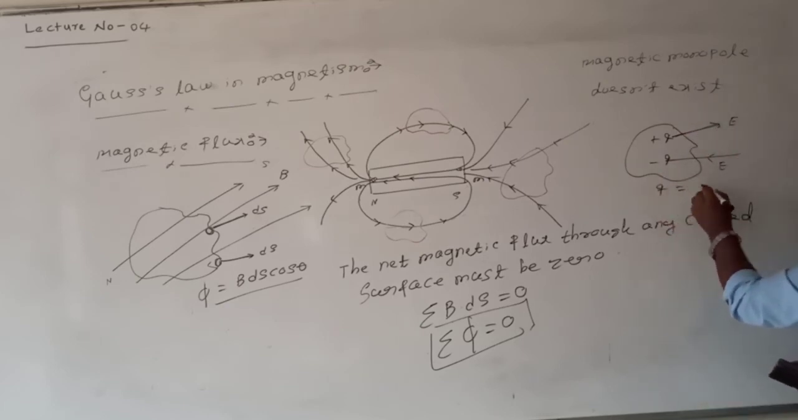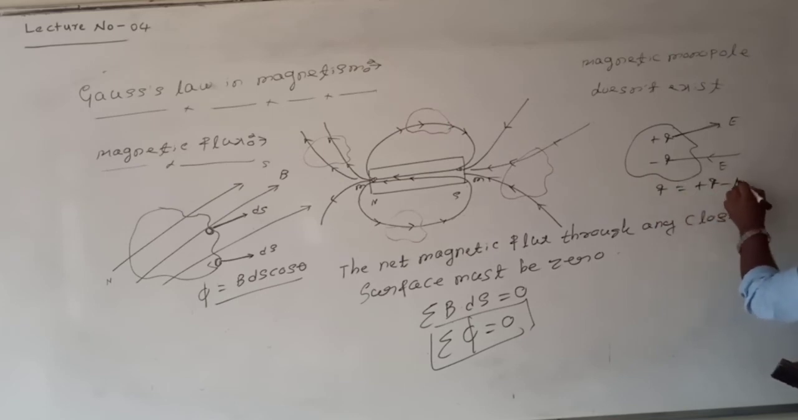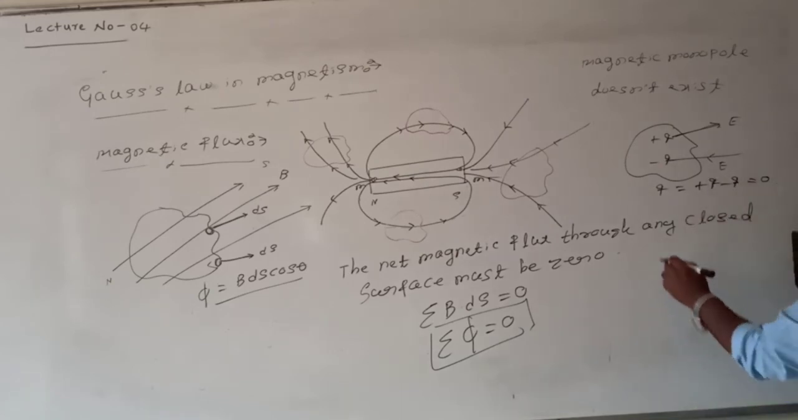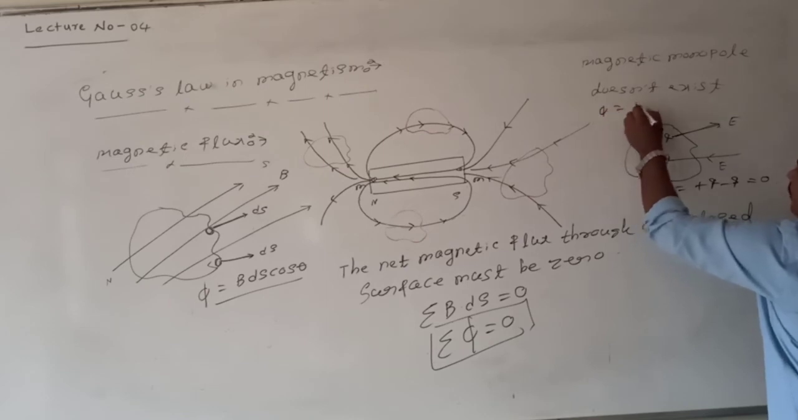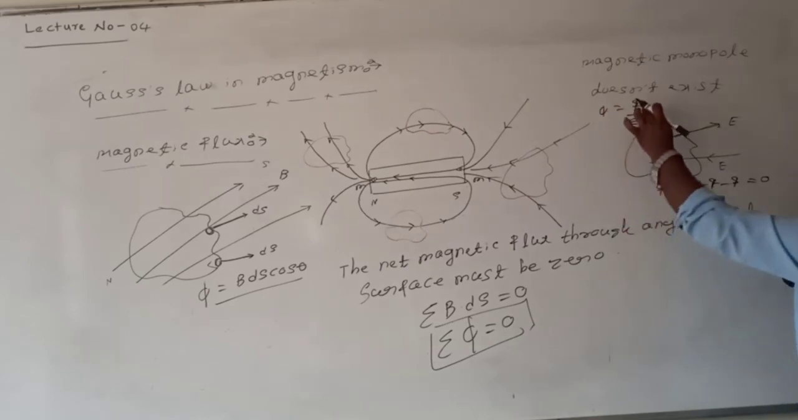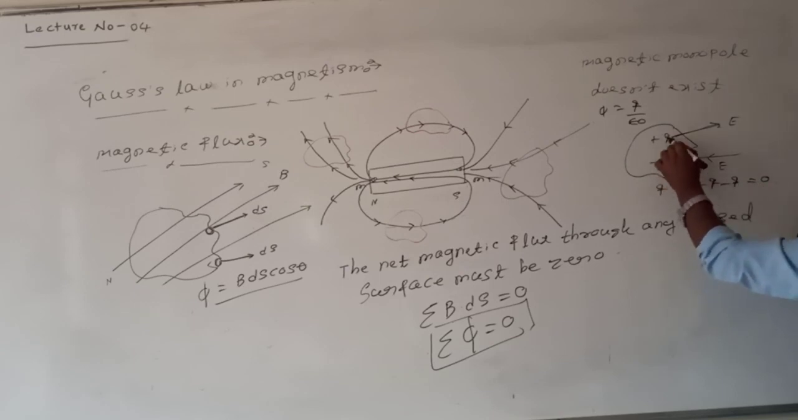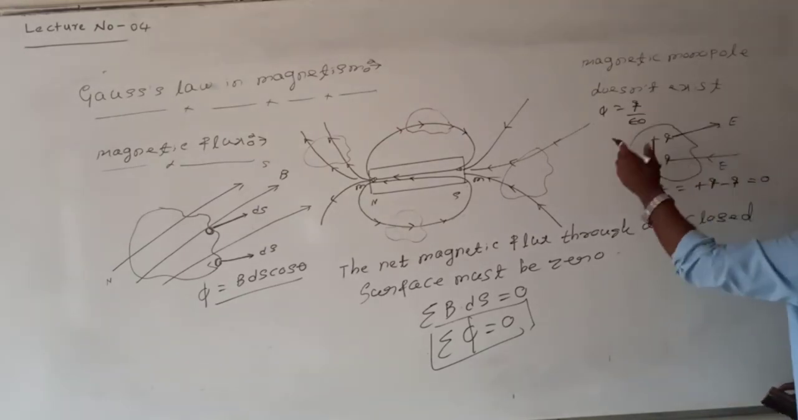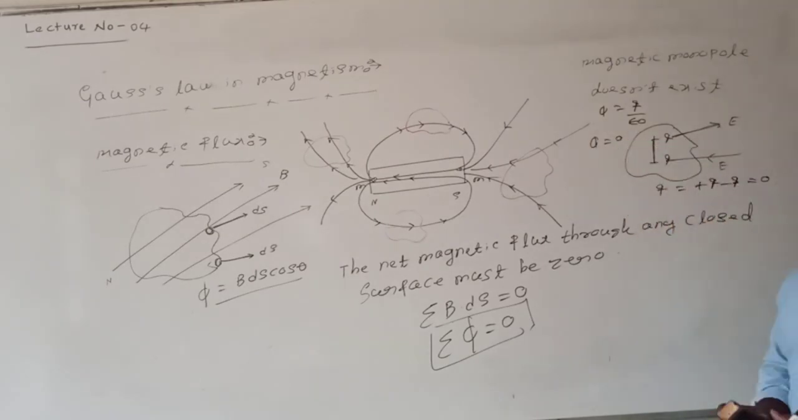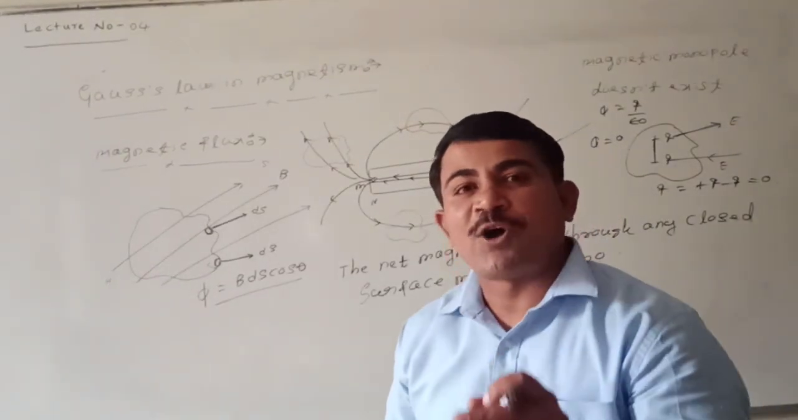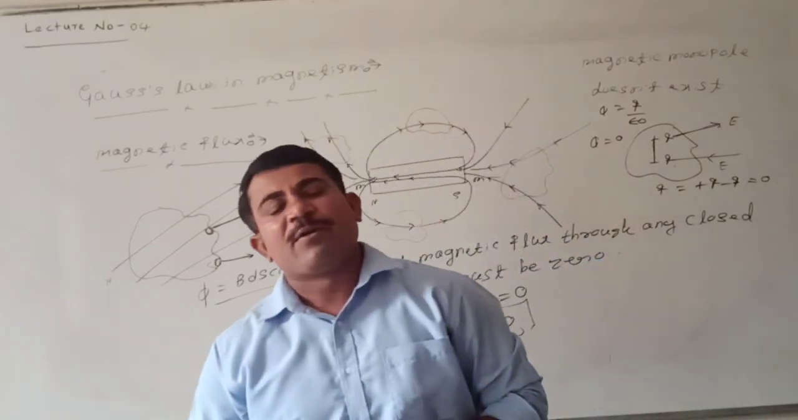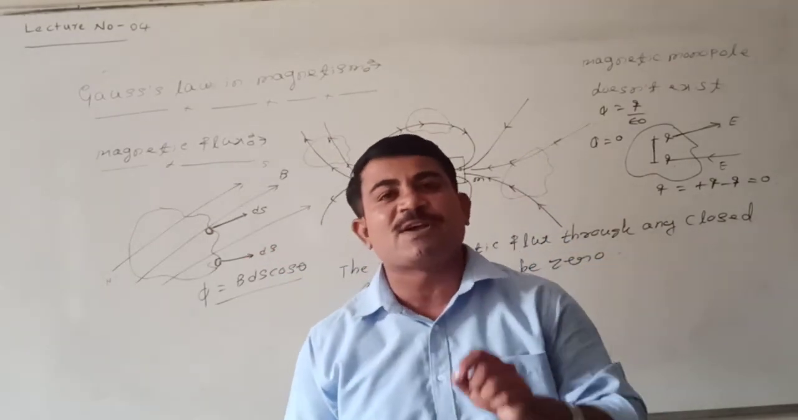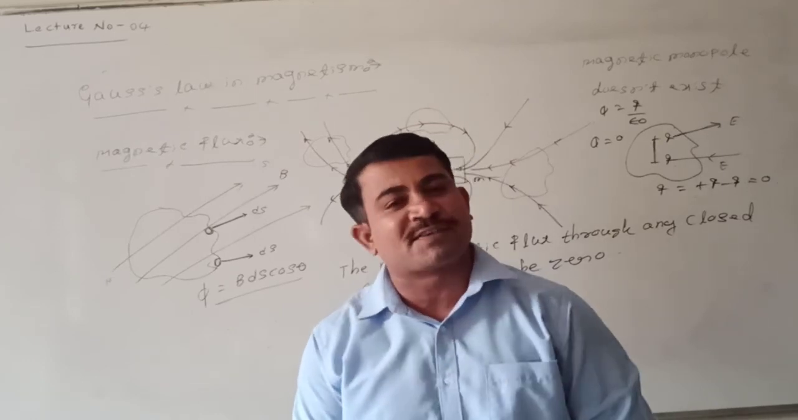Here, what is the total charge? Q is equal to plus Q and minus Q, so the total charge is 0. If the total charge is 0, then phi is equal to Q divided by epsilon naught, which is 0. This means a dipole is present. A dipole means equal and opposite charges separated by a small distance. Wherever a dipole is present, the total charge is 0, and the flux must be 0. So in Gauss law in electrostatics, we can confirm that wherever the charge is 0 in a Gaussian surface, or a dipole is present in it, the total electric flux is 0.